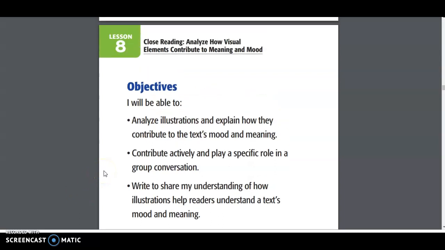Good morning. So today for your first reading lesson, we are going to be looking at the pictures, the illustrations, and see how they explain the text, mood, and its meaning. So we're going to relate the illustrations to the text. Right? And then the next thing you're going to do, you're going to have a kind of group discussion about what you think the mood is. And then you're going to share about it.